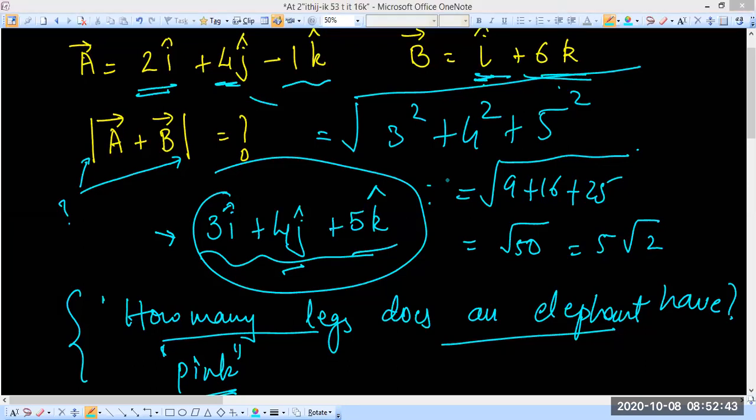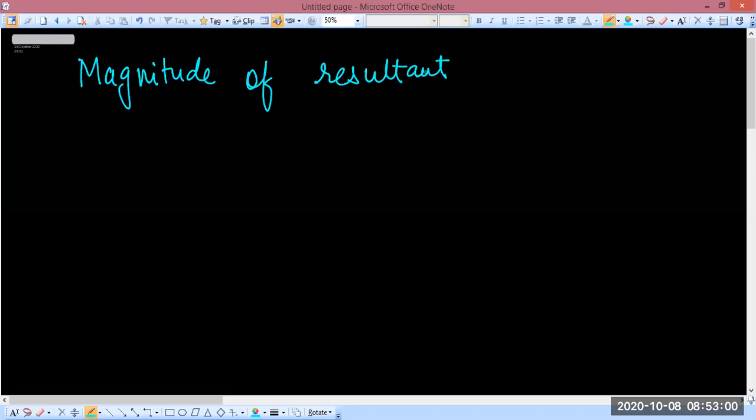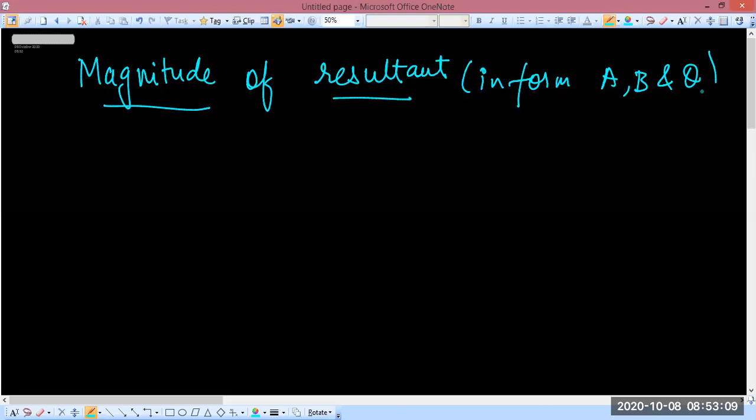Okay, let's go to the next topic. Magnitude of resultant. Okay, magnitude of resultant, write in brackets: in form of A, B and theta. Write it like this, in form of A, B and theta.